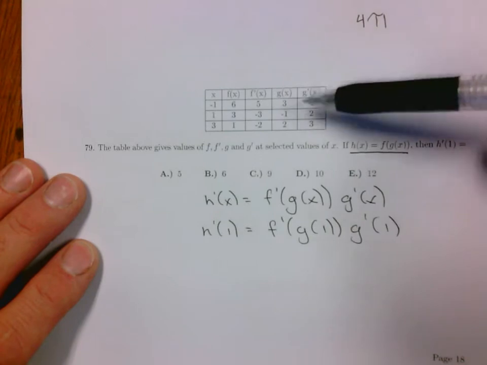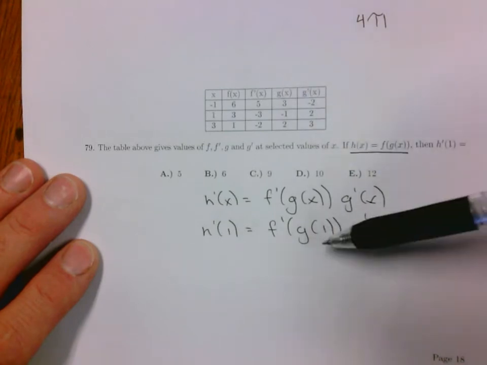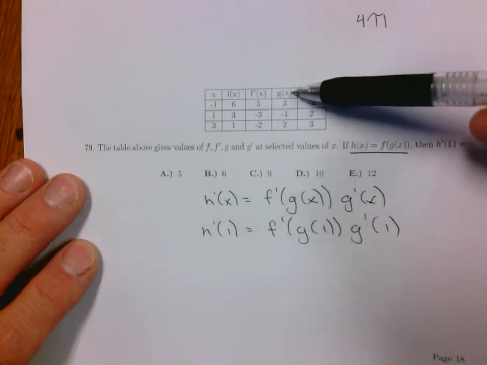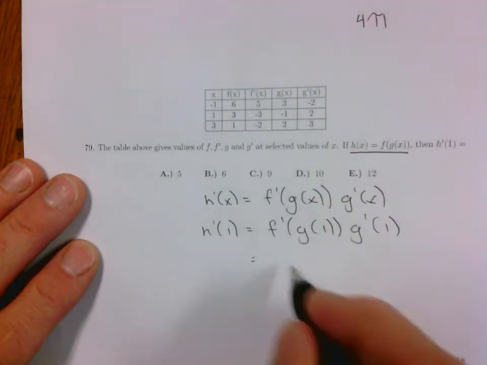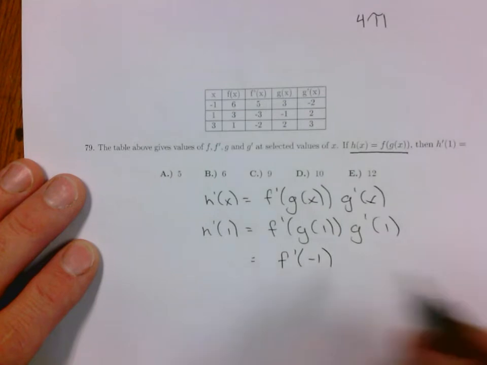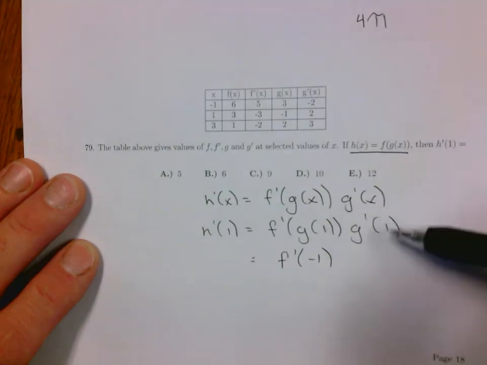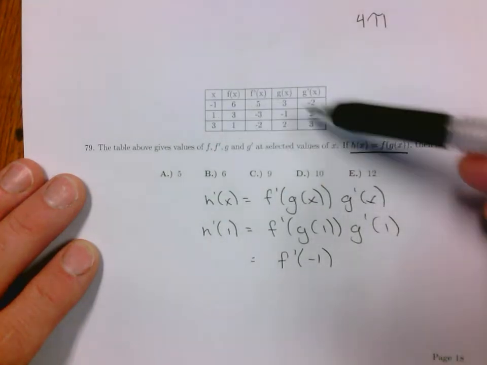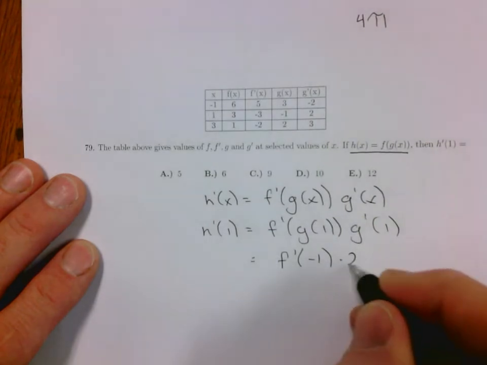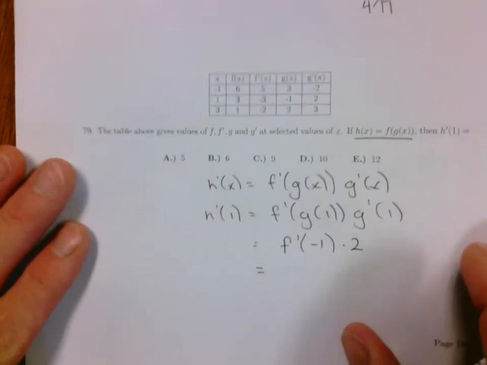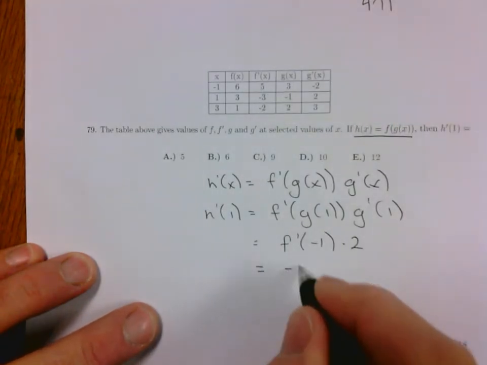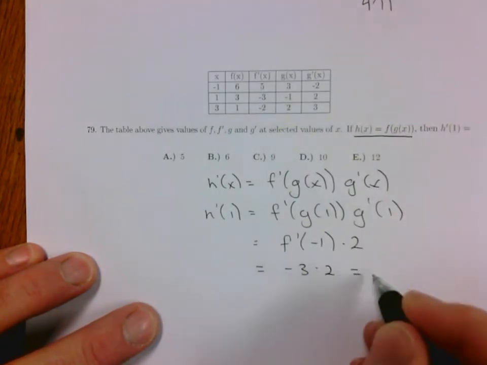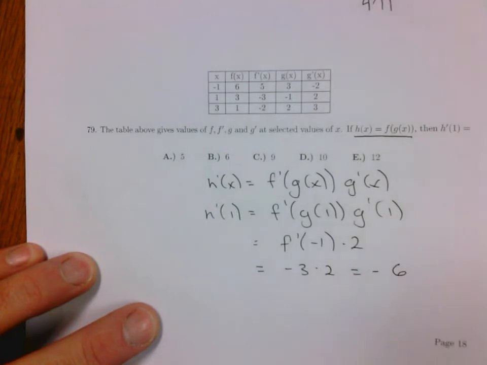And now I go up to the table here to figure out what these values are equal to. So g of 1, here's g, there's 1, so g of 1 is negative 1. So this is f prime of negative 1 times g prime of 1. Here's g prime, there's 1. g prime of 1 is 2. So continue along. So f prime of 1 is negative 3. So I have negative 3 times 2. So I get negative 6 here.